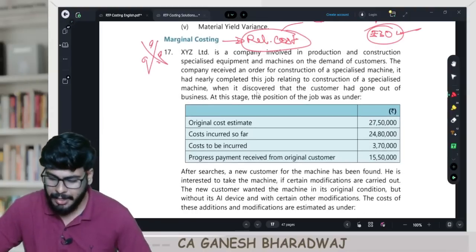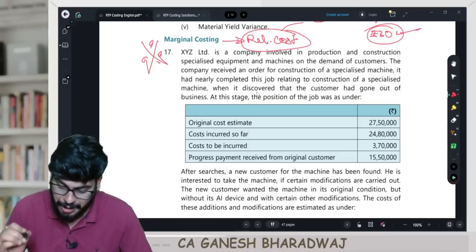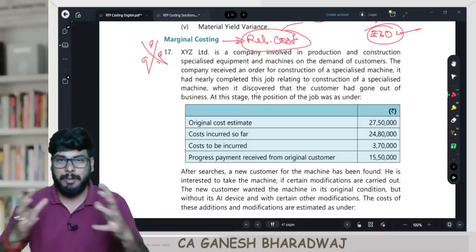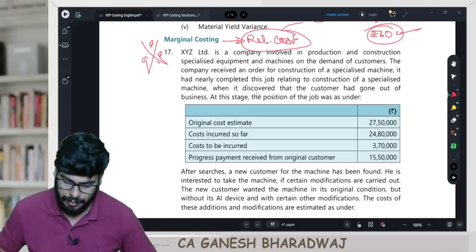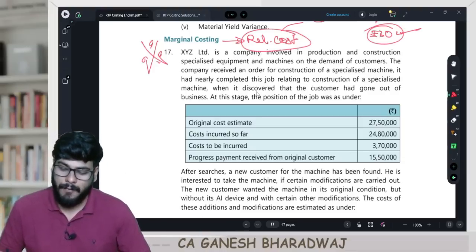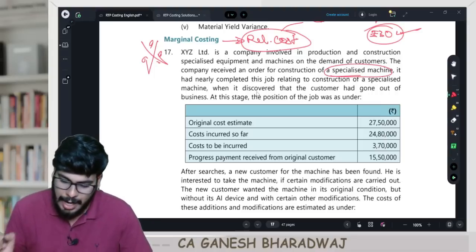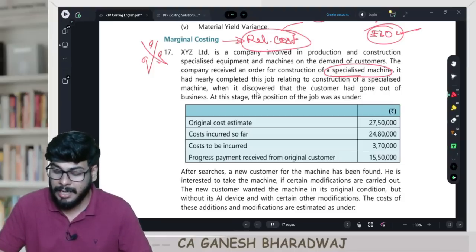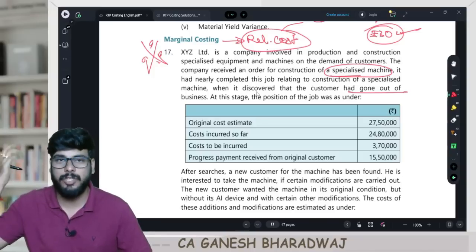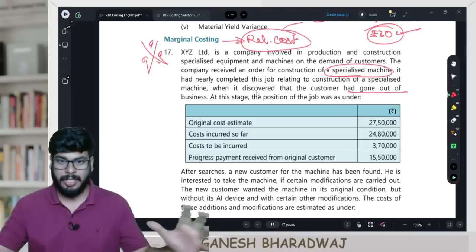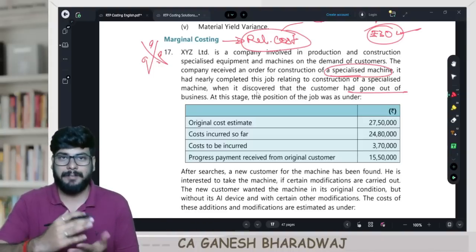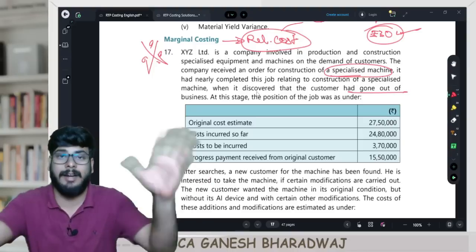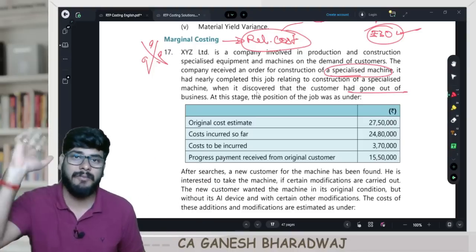XYZ Limited is a company involved in production and construction of specialized equipment and machines on demand of customers. So a customer comes to them and asks them to build a machine for them. Accordingly, they build. Clear with this? The company received an order for construction of a specialized machine, and it had nearly completed this job when it discovered that the customer had gone out of business. Means what? Customer gave them an order to construct a machine. The machine work is almost completed. And at this time, they realize that this customer has run out of business. Means to him, he cannot further sell.